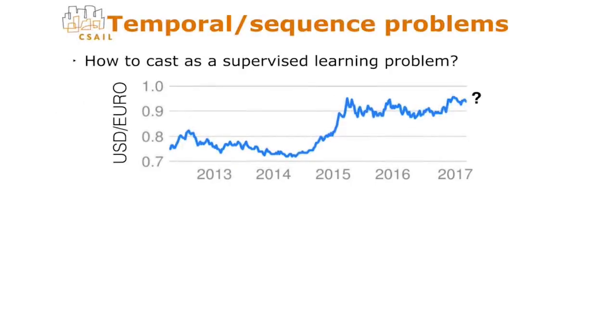Let's begin with a very simple example. Here you see the value of a currency, US dollars compared to euros, as a function of time. And our goal is to now predict what happens next. So predict the value at a time point that we don't yet know.